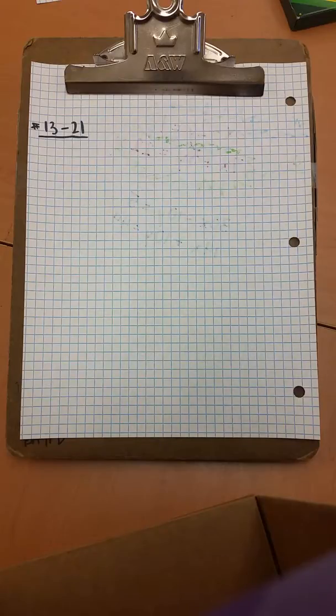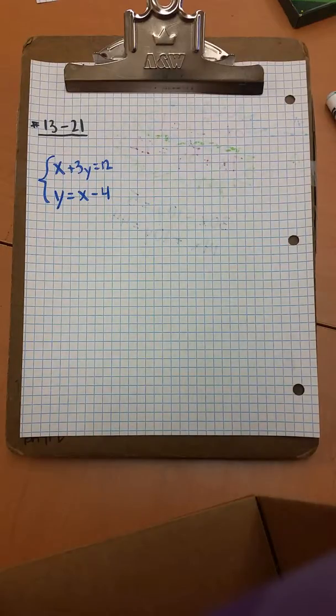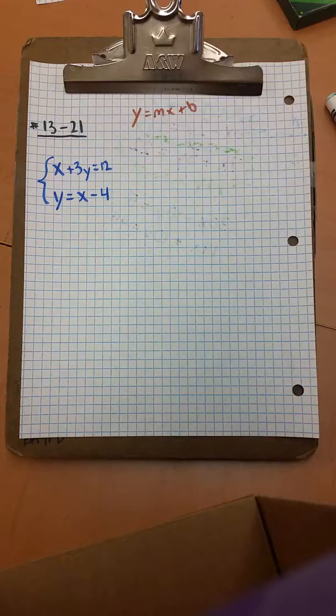In problems 13 through 21, we're going to graph two linear equations and see where they cross. Here is a system of linear equations. We want to get them in y equals mx plus b first. The second equation already is in y equals mx plus b form. The top one isn't, so let's fiddle around with it till we can get our y alone.